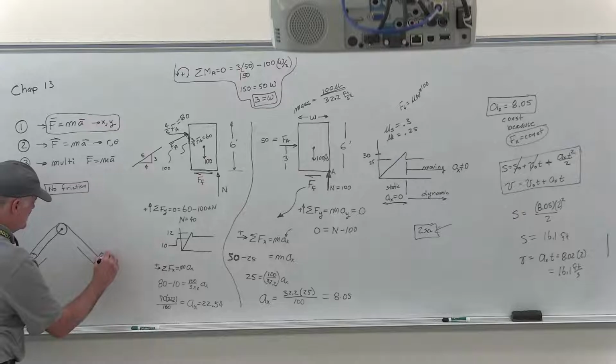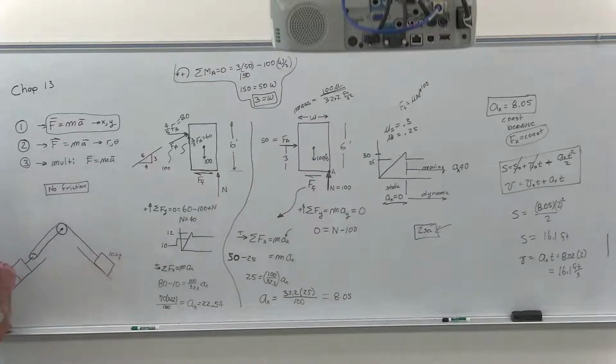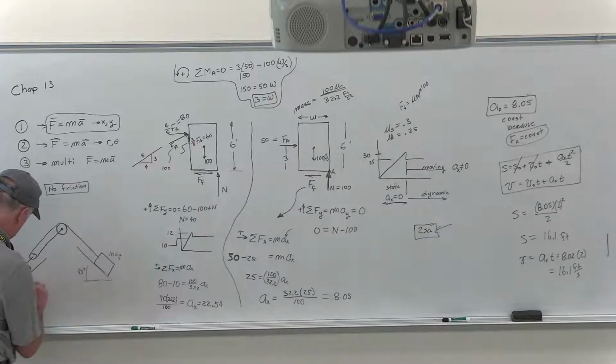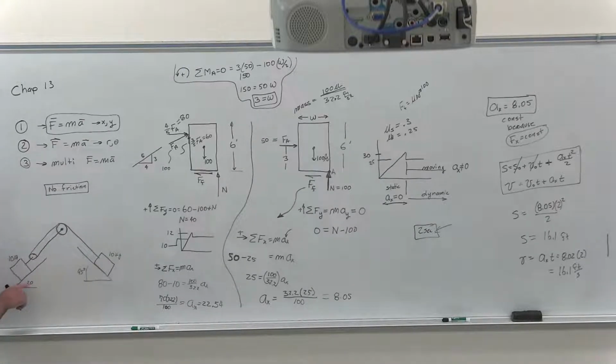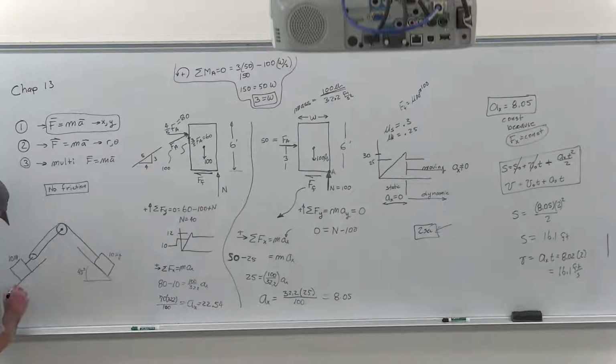So let's say this is 10 kilograms, and let's just throw a loop here, 10 kilograms. This looks like 45 to me, and maybe this is 30 degrees. However, both of these angles are going to be in the way. Of course, I could do a separate free body diagram, but I'll just keep them there.